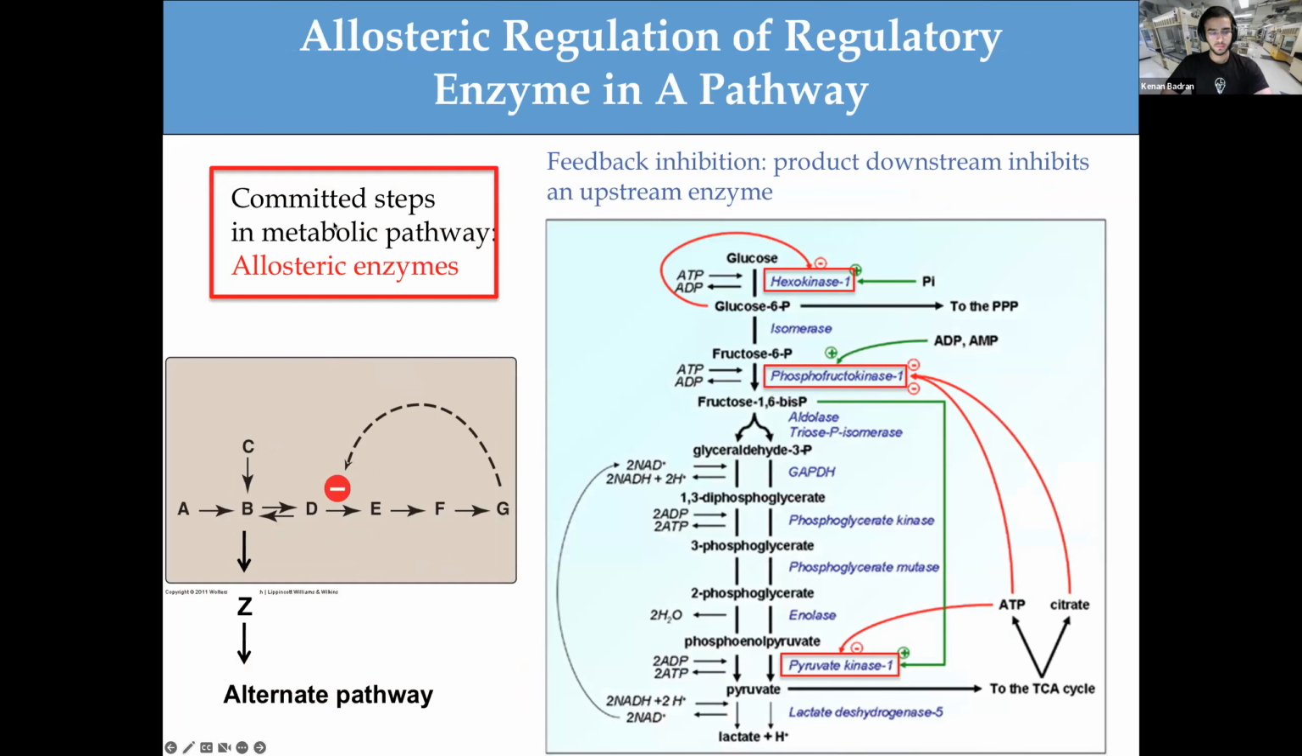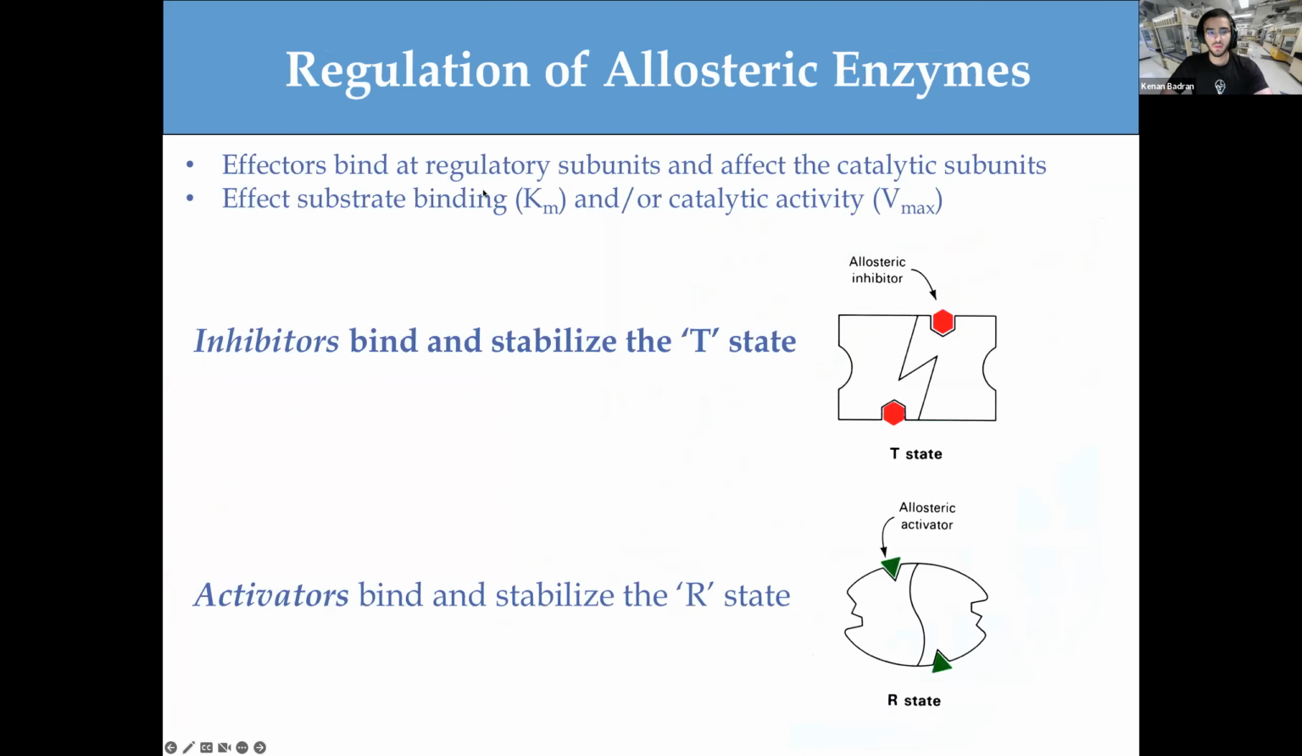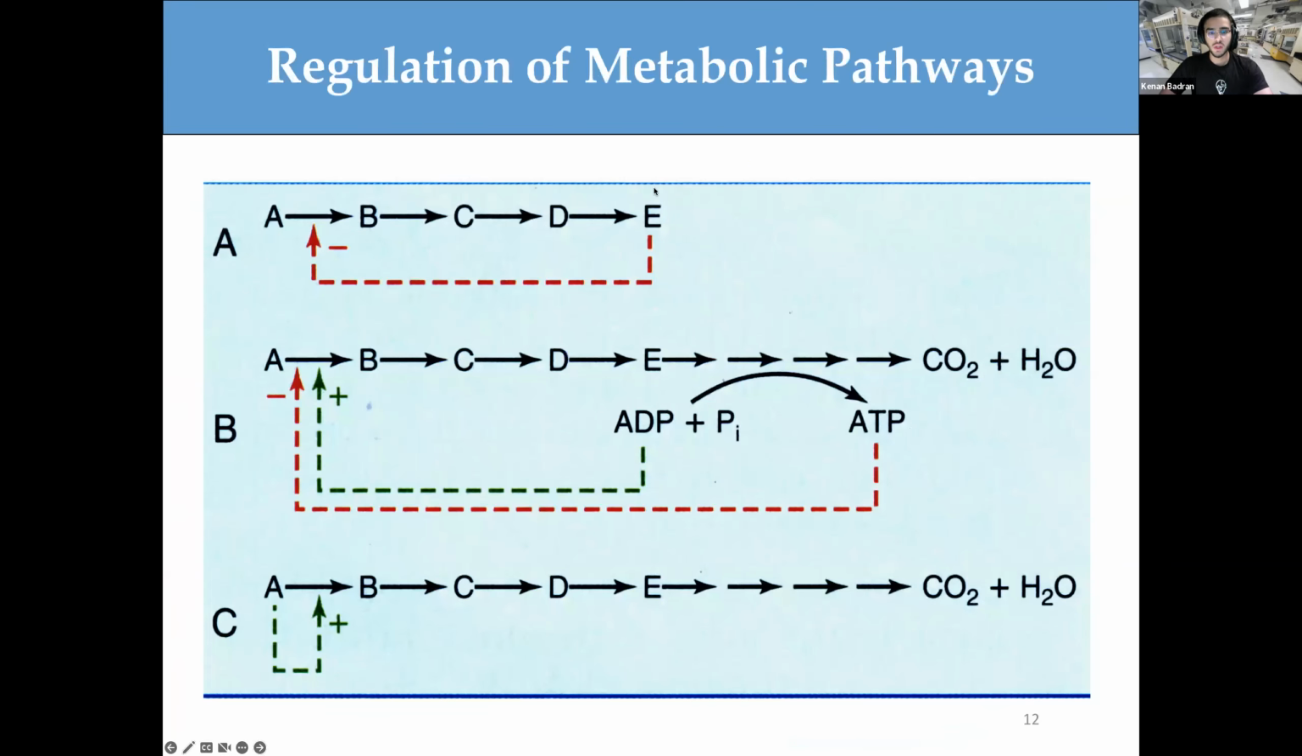Okay. And basically, it says here that the committed steps are catalyzed by allosteric enzymes. And this is also feedback inhibition, which I've covered earlier: once you reach enough product, you don't need more, so it inhibits it. This is called feedback inhibition. Same thing with ATP.